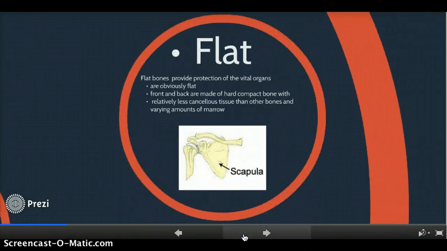Flat bones provide protection of the vital organs. Their characteristics are they're flat, and the front and back of them are made of hard, compact bone with less cancellous tissue than most bones, and varying amounts of marrow depending on which bone it is. And that's the scapula. That's an example of a flat bone.